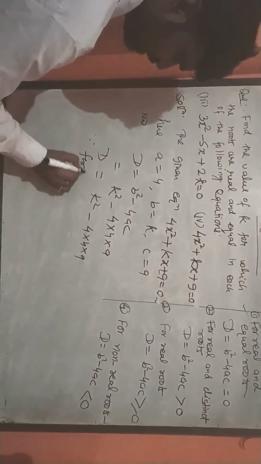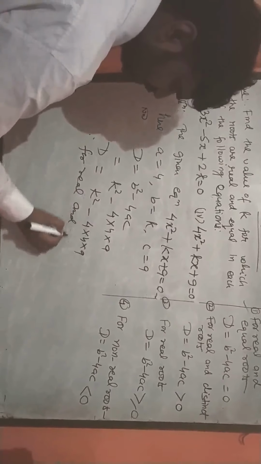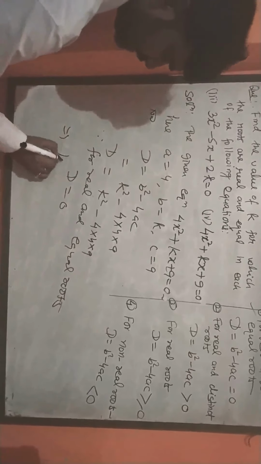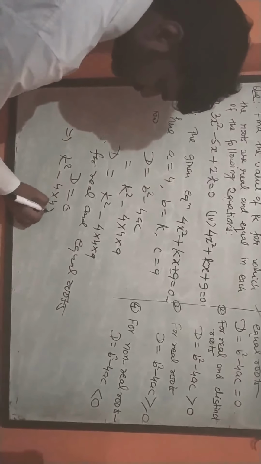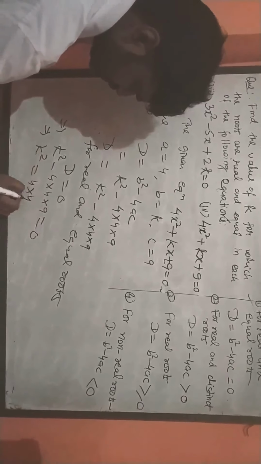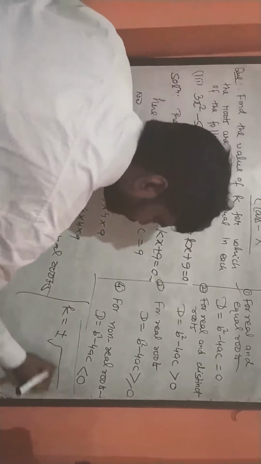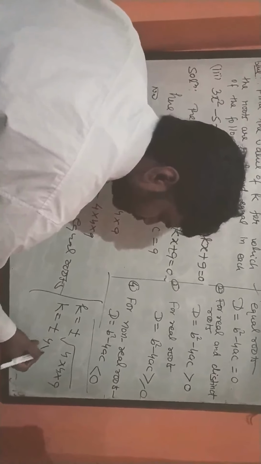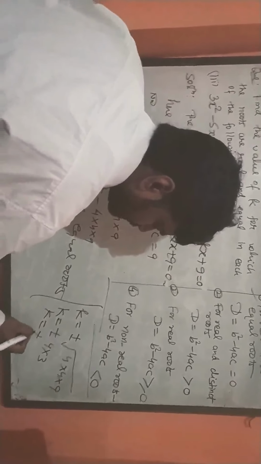Since for real and equal roots D equal to 0, this implies that k square minus 4 into 9 equal to 0. This implies that k square is equal to 4 into 9, or k is equal to plus minus under root 4 into 9. So k is equal to plus minus 2 into 3, that is k is equal to plus minus 6.